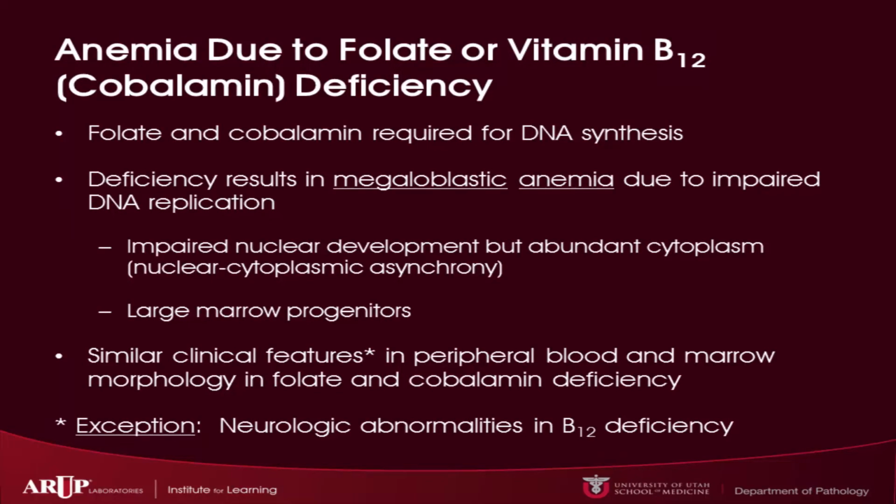It's due to impaired DNA replication, which leads to impaired nuclear development because DNA obviously is not formed. So the nucleus would remain very immature. However, the cytoplasm of the cell would be mature. That's what is meant by nuclear cytoplasmic asynchrony. The nucleus is lagging behind in maturation. The cytoplasm has matured well, but the nucleus is immature, and this is very commonly seen in megaloblastic anemia, or in anemia due to folate or vitamin B12 deficiency.